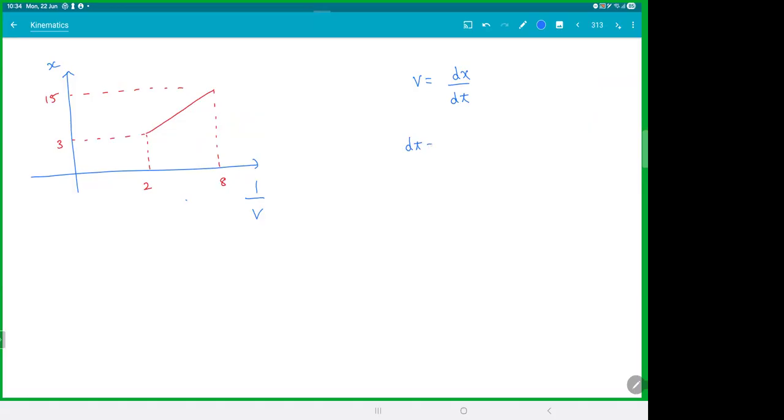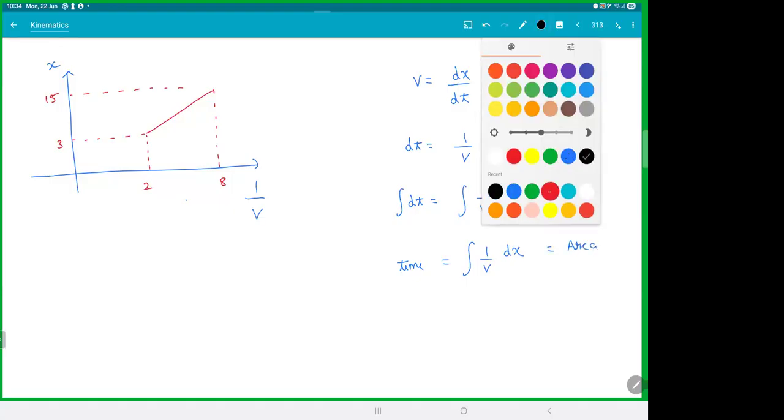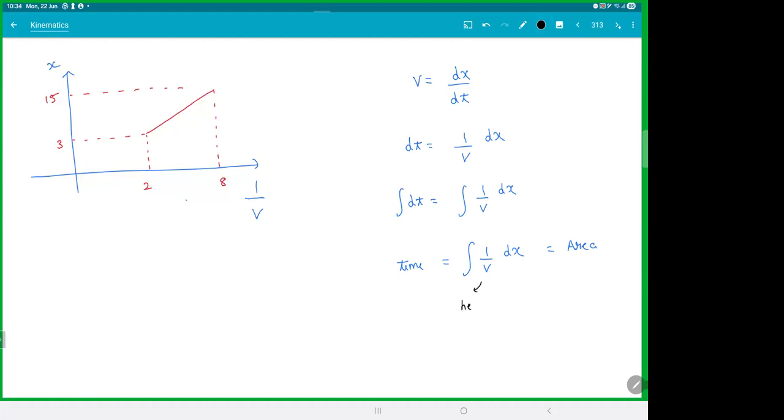So if you put dt this side, and if you bring v this side, 1 by v dx, and if you put an integral on both the sides, integral dt is integral 1 by v into dx. So the time is nothing but 1 by v dx. So this is the area under the graph, but which graph? So be careful here. This should be the height, and this should be the width.